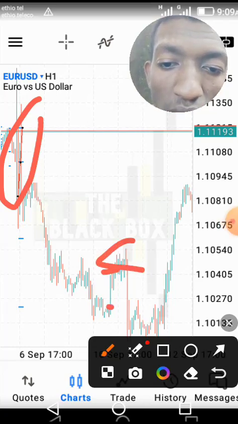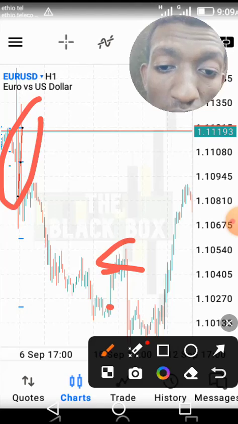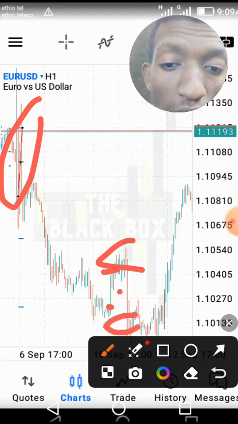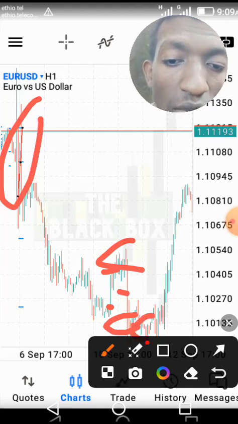Look, they delivered it a little bit and then they started accumulating again. The height was small, they delivered, they came back and then they started accumulating. Hit TP2 and then they started accumulating.